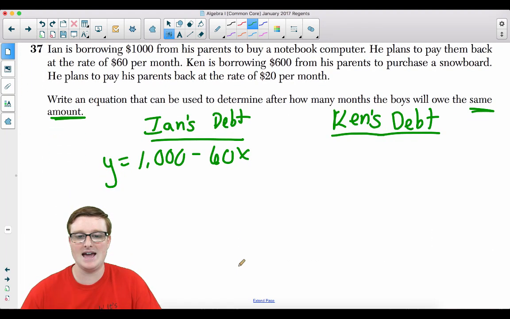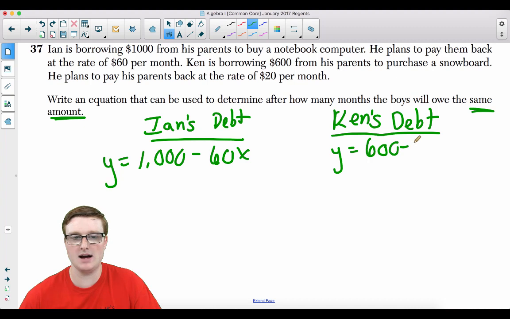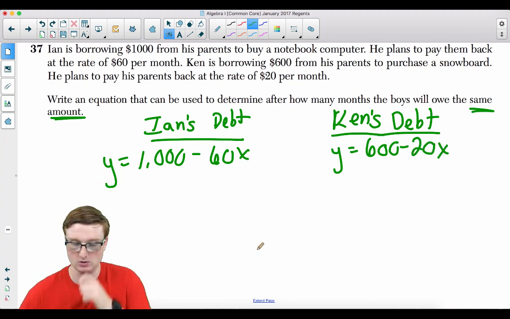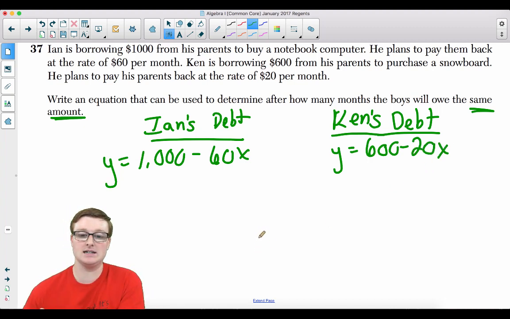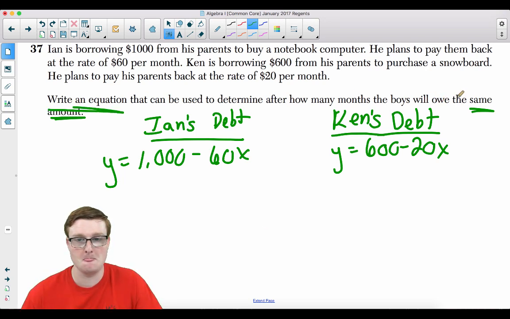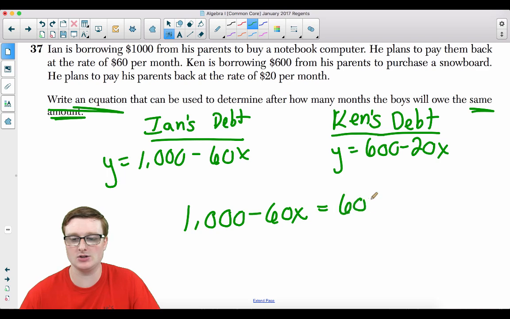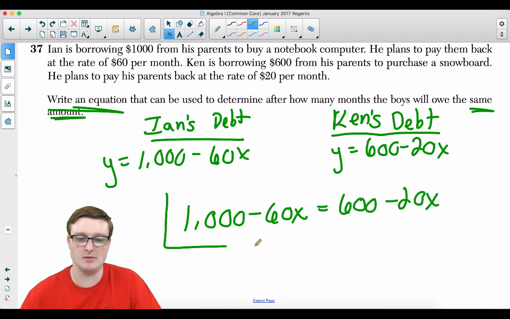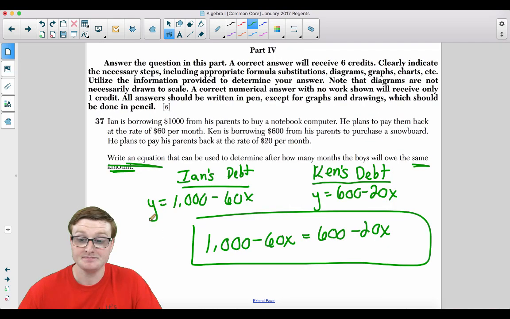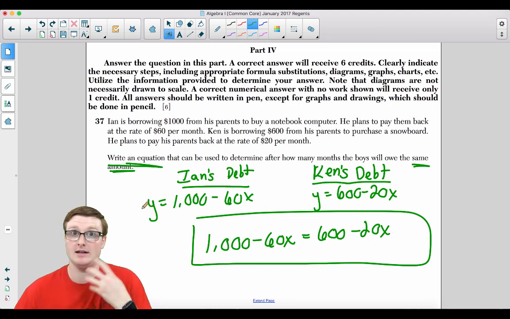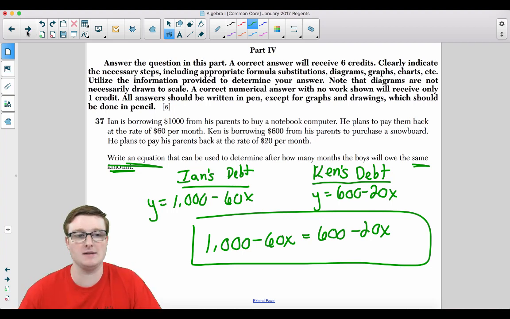Okay, now Ken's debt, that is going to be y is equal to $600 minus $20 per month. That's going to be x as well. So now what we get here is we're trying to figure out, write an equation that could be used to model how many months the boys will have the same amount. So set them equal. So 1,000 minus 60x is equal to 600 minus 20x. Ladies and gentlemen, that is the equation that you had to write. That shows how many months the boys will owe the same amount of money to their parents.